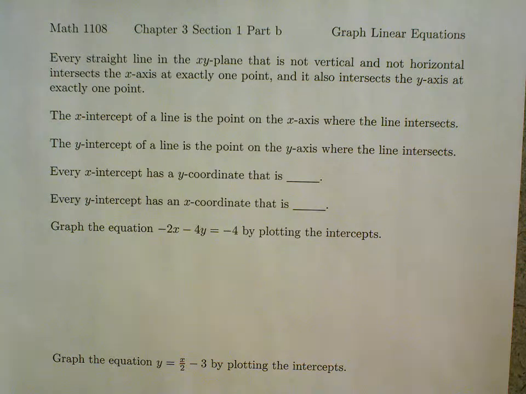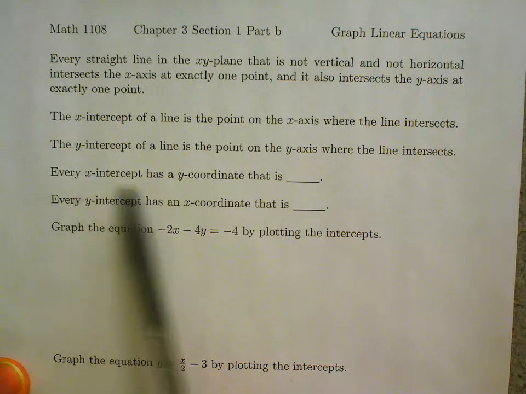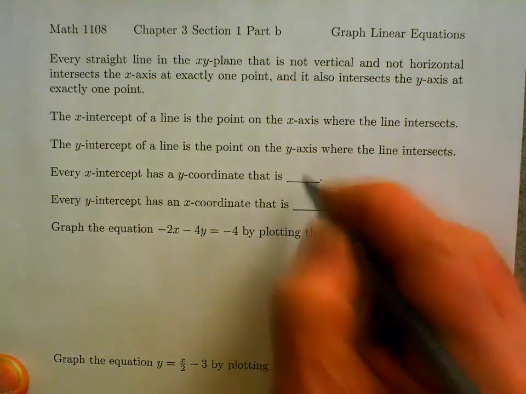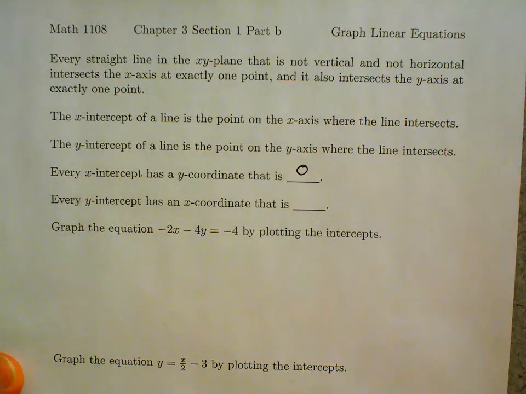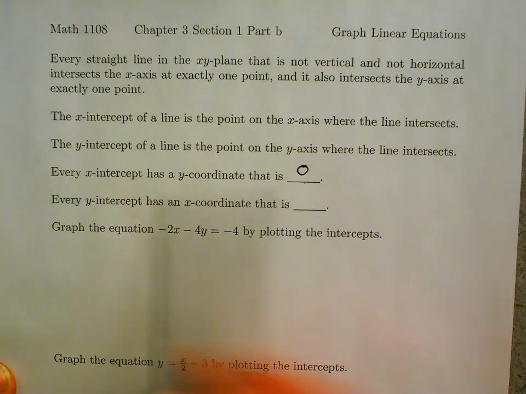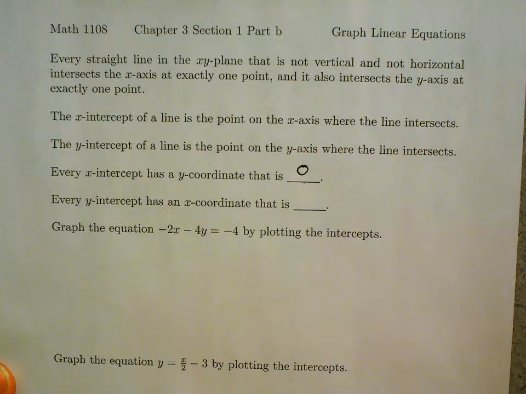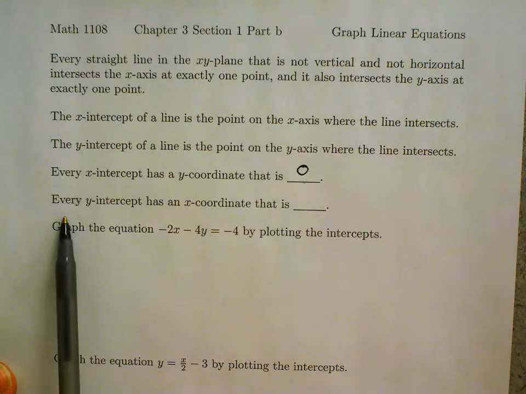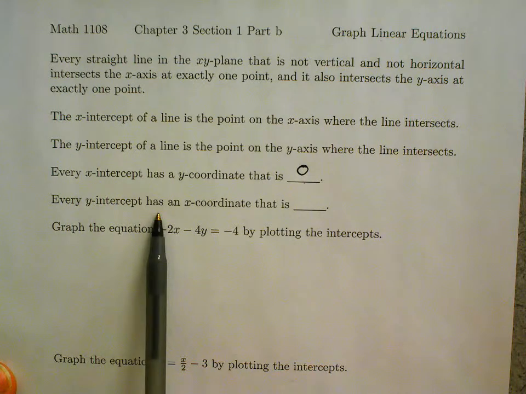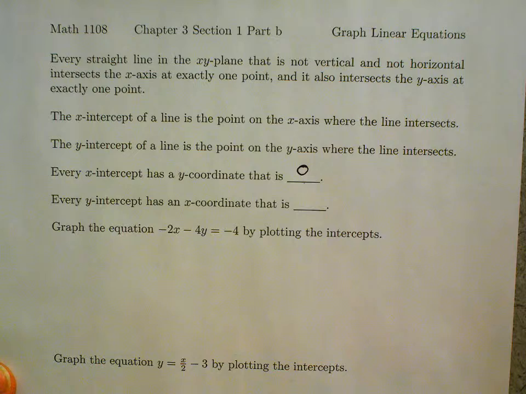Is it 0? Yeah, the y-coordinate is 0. Every x-intercept has a y-coordinate that is 0. It's a small detail, but if you forget it, it can cause you heartache. Every x-intercept has a y-coordinate that is 0. So we've already seen that. I pointed that out yesterday. And analogously, every y-intercept has an x-coordinate that is 0.